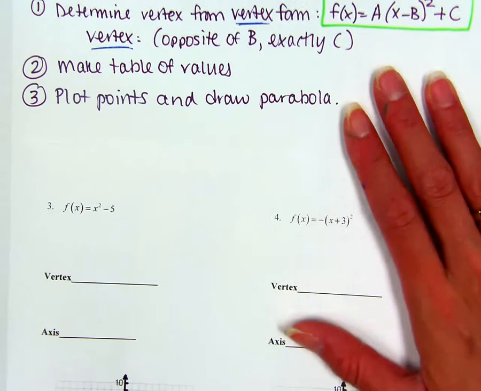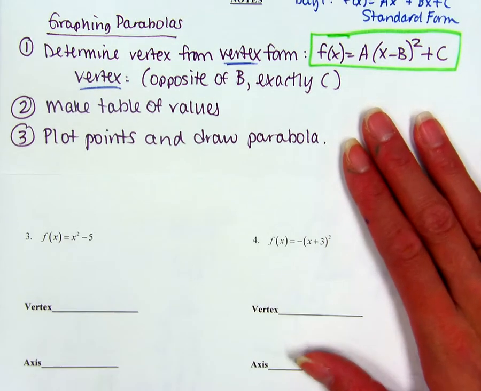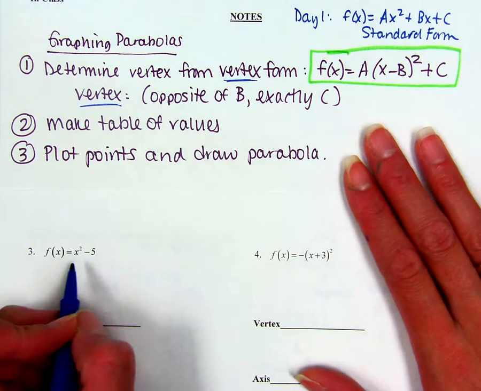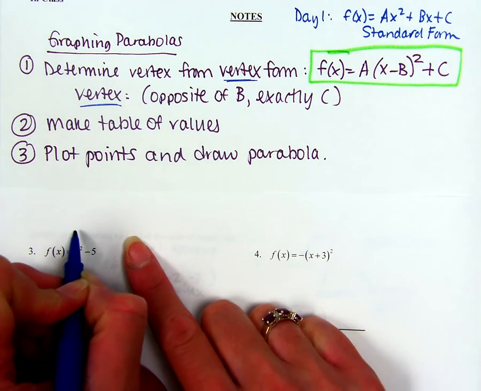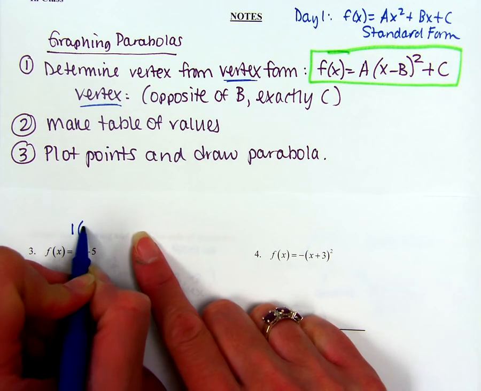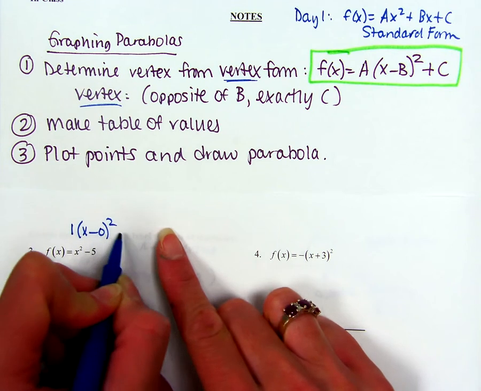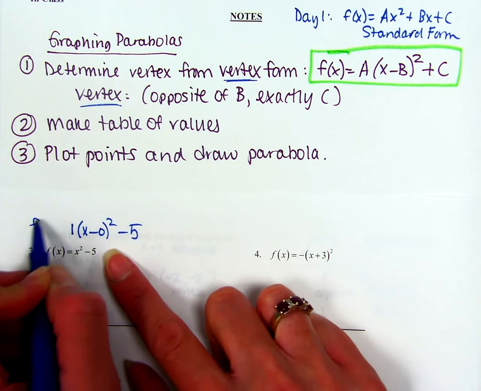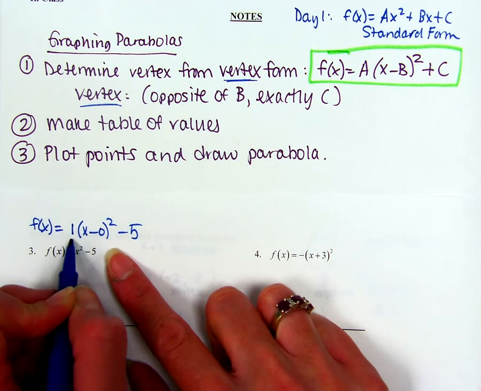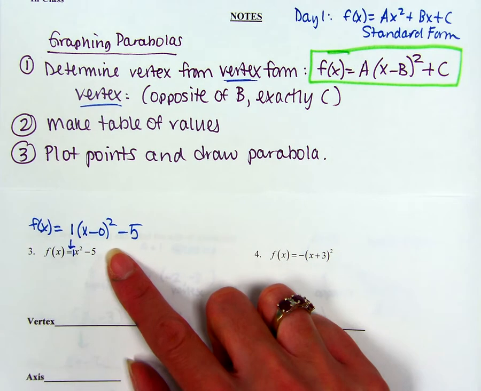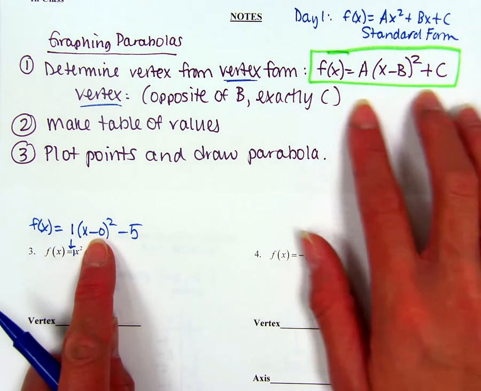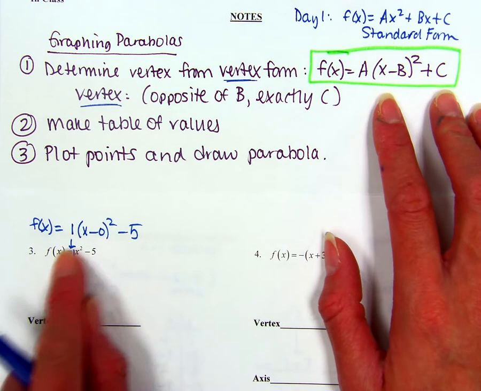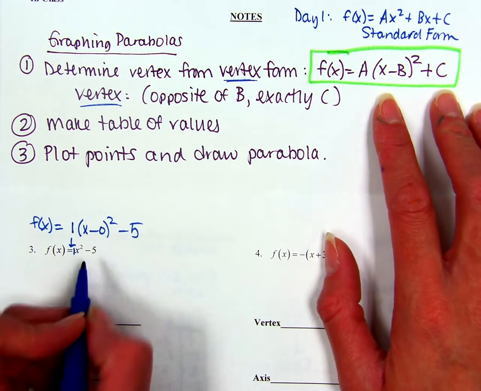All right, flip to the other side. We got 2 more examples. All right, so we're going to look at this problem. Now, this one doesn't have parentheses here. This is exactly the same as if I were to see 1 times (x minus 0) squared minus 5. So notice that this is my a value. That's a 1. And x minus 0 is the same as just seeing an x. So now it fits this format. You can look at it this way, but this is what you should be thinking about.